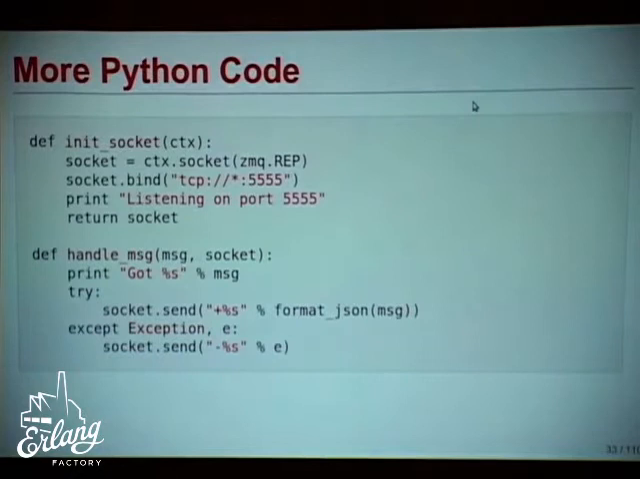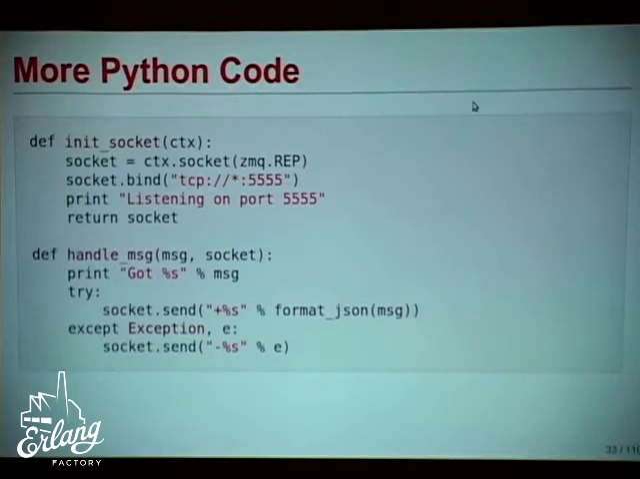This is a bound socket, so it's going to actually be sort of like a listener. It's going to bind to all interfaces, that's the star, on port 5555. Right? So we're now listening on a local port. If you run netstat -na, you'll see that port 5555 is occupied by this particular socket. Print a message and return the socket. Very simple. That's the initialization. So we create it and we bind. This is effectively the server side. It's the listener. We'll look at the client side in a second.